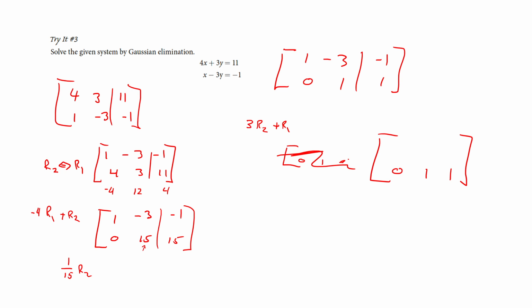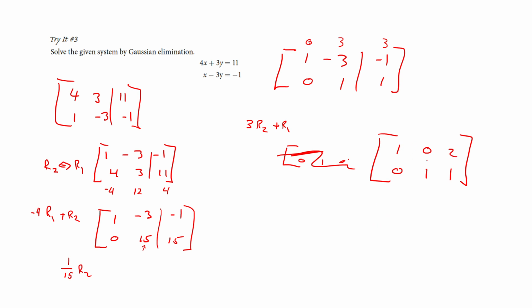Now 3 times row 2, I'm going to write it up here. That's going to be 0. 3 times 0 is 0. 3 times 1 is 3. 3 times 1 is 3. So here's my temporary change, and I'm adding it to this top row. That will get me 1, 0, and 2.